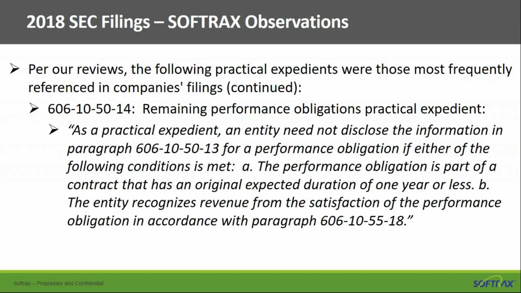Okay, so this is a big one. This is about remaining performance obligations, so that deferred balance, or what's left over as you perform that obligation. It just reads that an entity need not disclose the information for a performance obligation if either of the following conditions is met. Either the performance obligation is part of a contract that has an originally expected duration of 1 year or less, or the entity recognizes revenue from the satisfaction of that performance obligation in accordance with paragraph 606.10.55.18. And I would say that this is one, if not the most common practical expedient leveraged by companies.